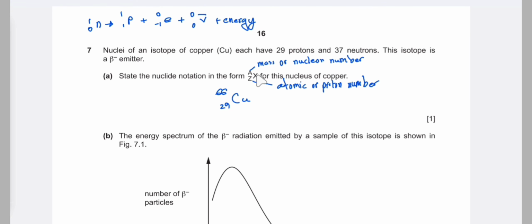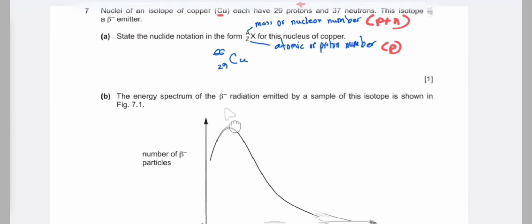So X is the symbol for the element. So the element is copper. A is the mass number or the nucleon number, which is the number of protons plus neutrons, and Z is the atomic number or proton number, that is the number of protons. So the mass number is the protons plus neutrons, that is 29 plus 37, which is 66, and the atomic number or proton number is 29. So we have expressed this.